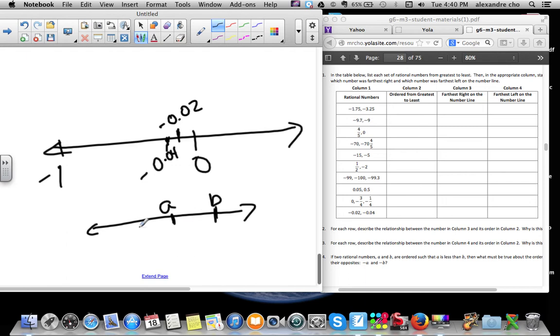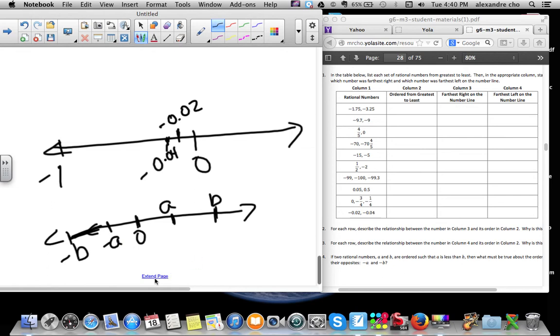Well, let's make this 0. Their opposites, negative a is about here, negative b is about here. Well, it means that with their opposites, negative b is going to be the smaller number and negative a is going to be the bigger number. Okay?